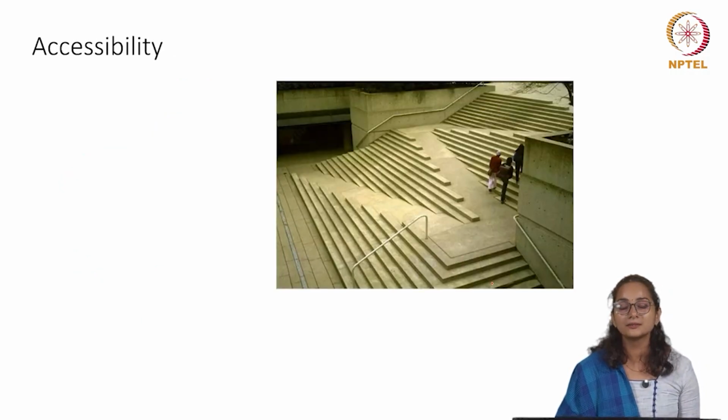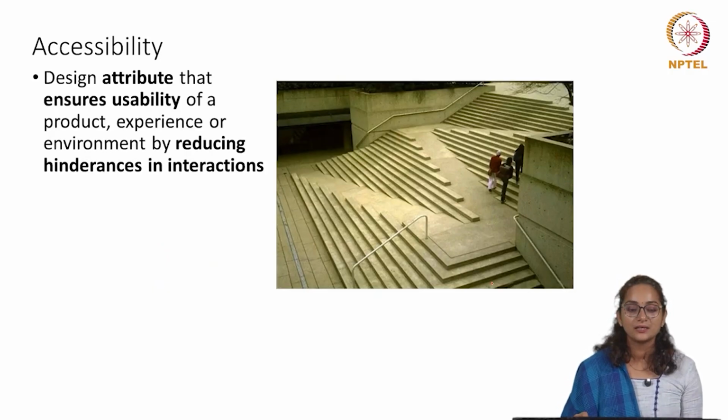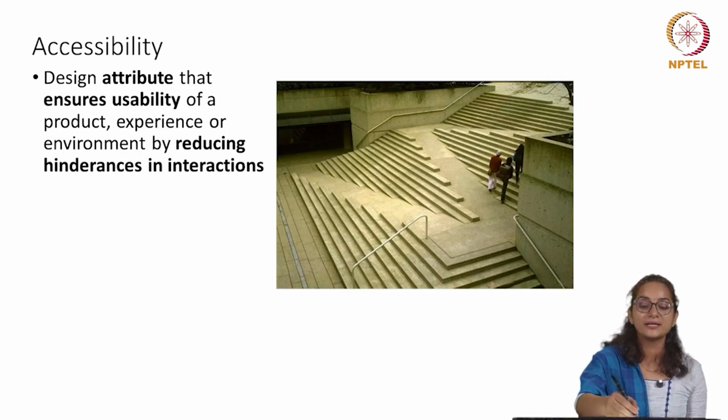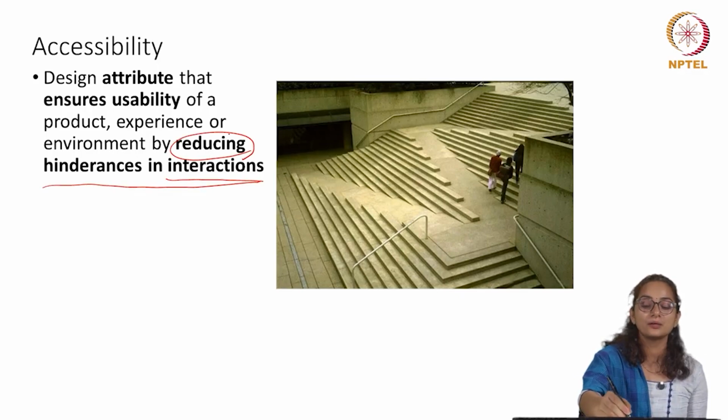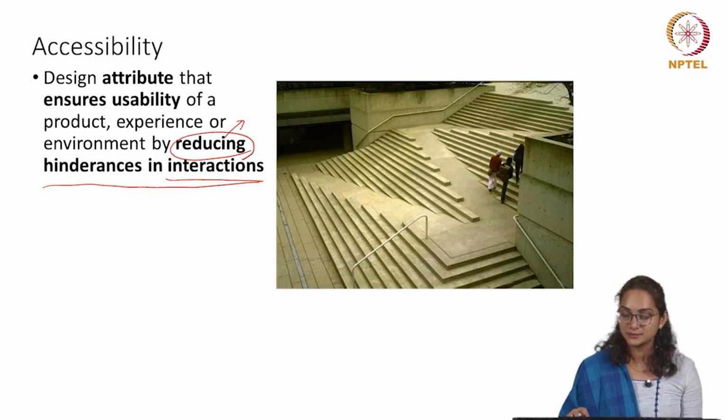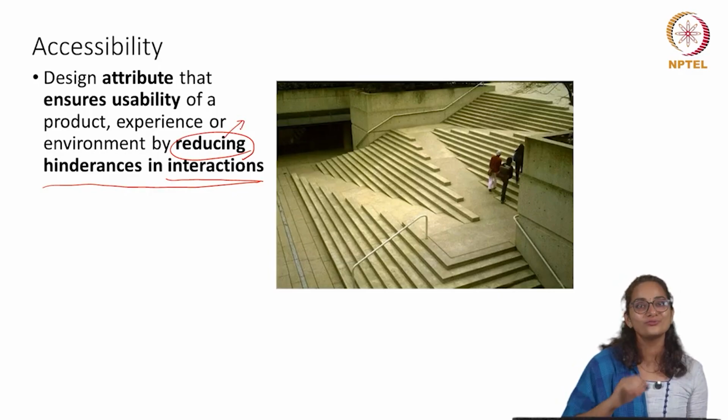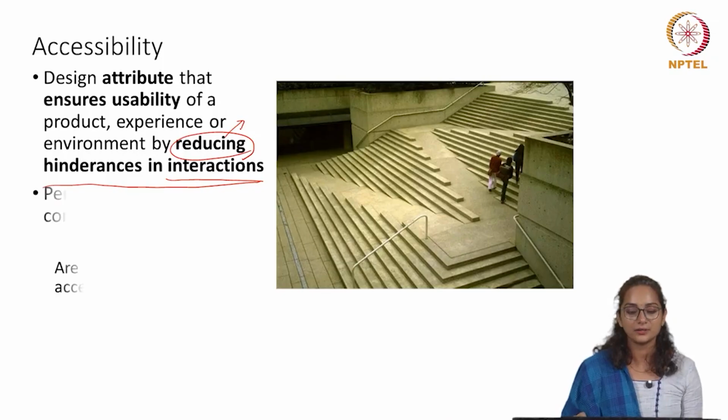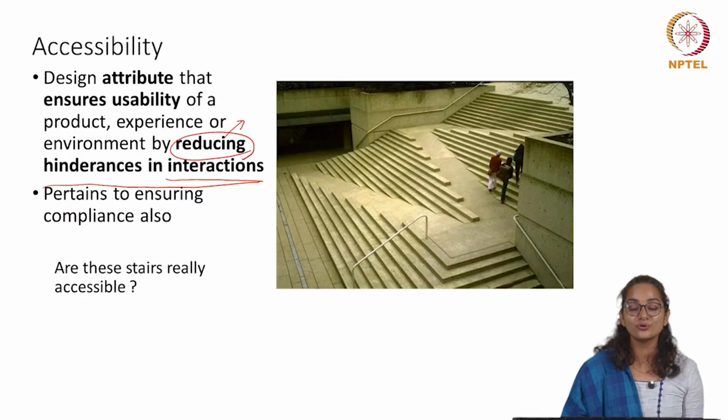Coming to our term, which is accessibility. Accessibility is actually a design attribute that ensures usability of a product, experience, or an environment by reducing hindrances in interaction. So the first step is to identify what are those hindrances in the interaction, and then we try to reduce them through our process. As a result, we improve the usability of the product. This also pertains to ensuring compliance.